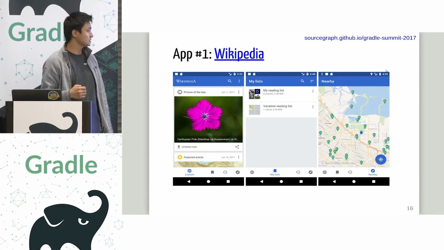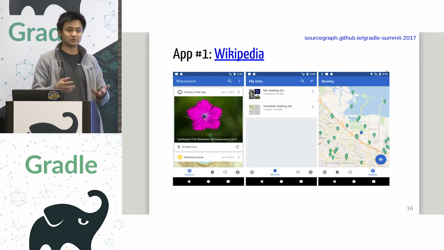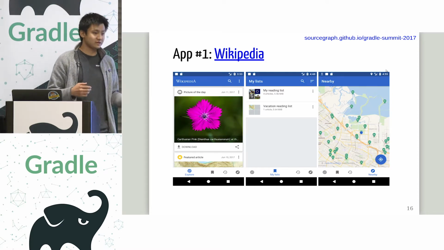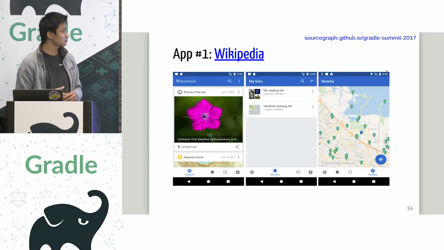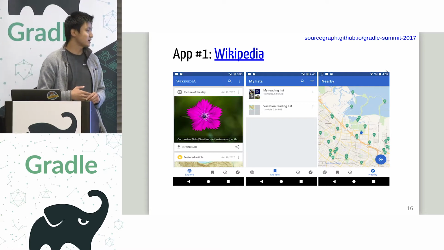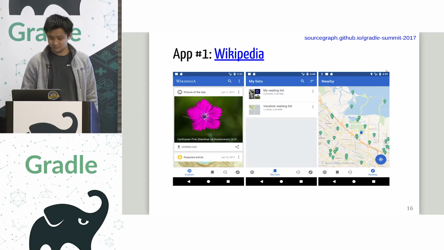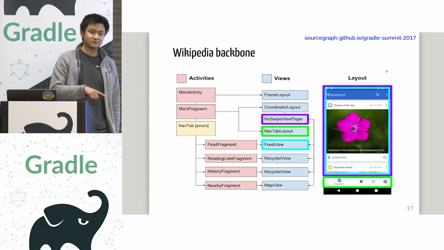The second tab is another recycler view that contains reading lists. It lets you create and persist reading lists for later reading. The third tab isn't shown because it's just a history view, which is pretty self-explanatory. And then the fourth tab is this map view, which shows nearby points of interest drawn from the Wikipedia API and shows them adjacent to your geolocation.